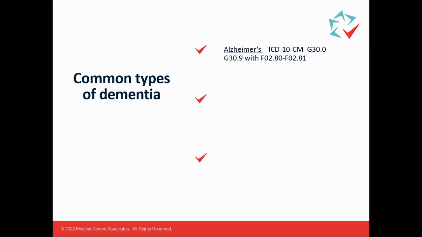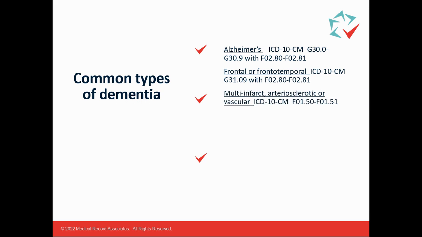Alzheimer's, which is code G30 through G30.9. Frontal or frontotemporal, code G31.09. Multi-infarct, arteriosclerotic or vascular, code F01.50 through F01.51. Pre-senile or senile, code F03.90 through F03.91.